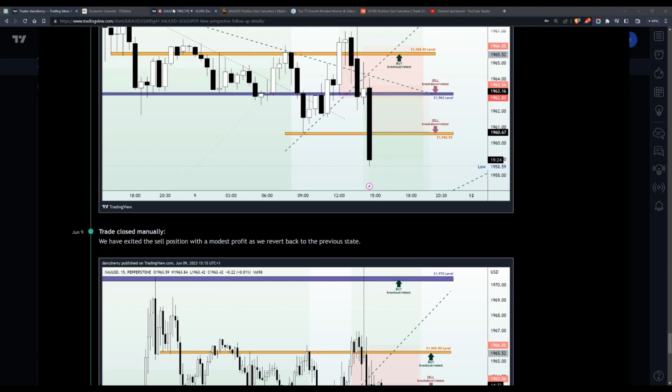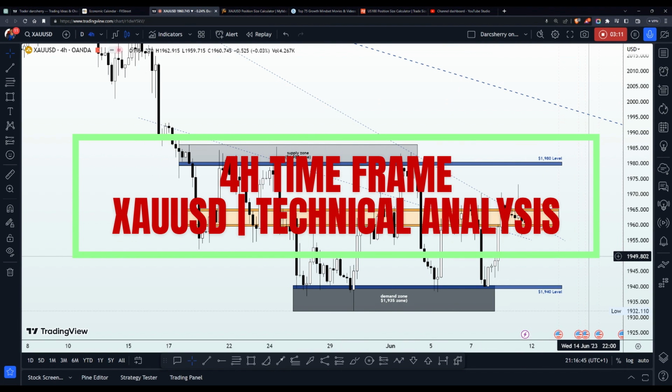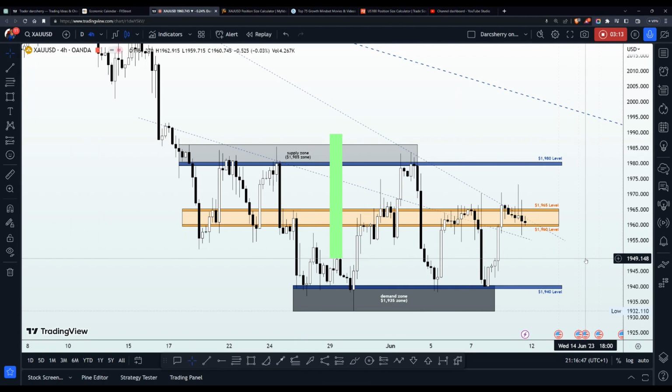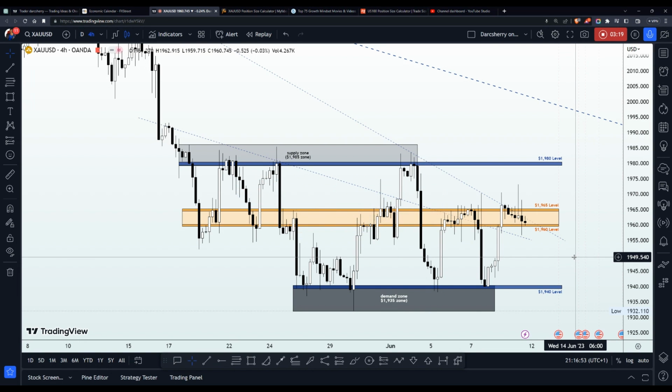So with that being said, let's dive back into the chart. And on the 4 hours time frame, I was able to identify a simple setup that we are going to be using to guide our trading activity for the week.